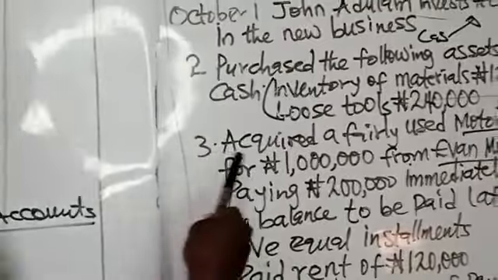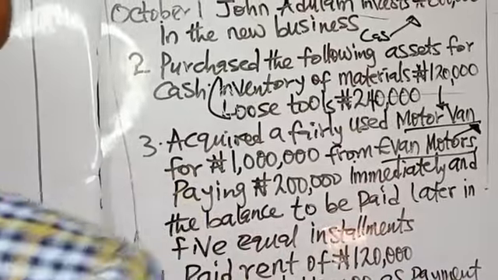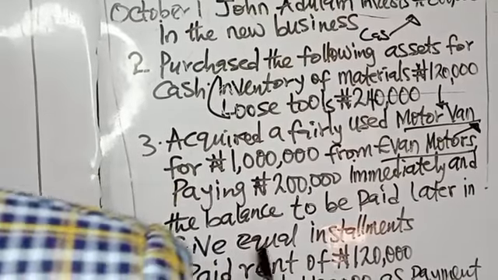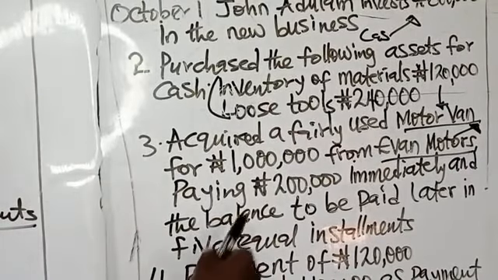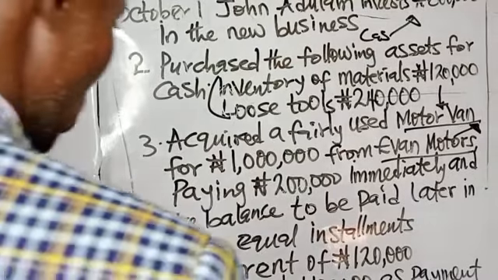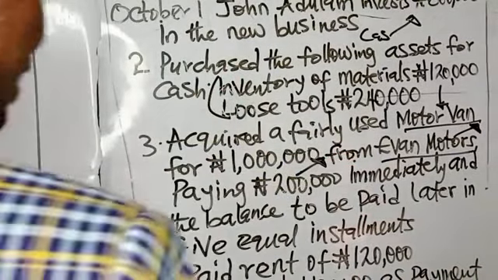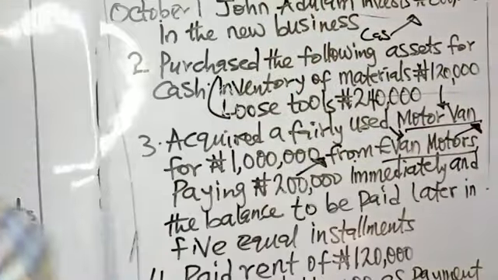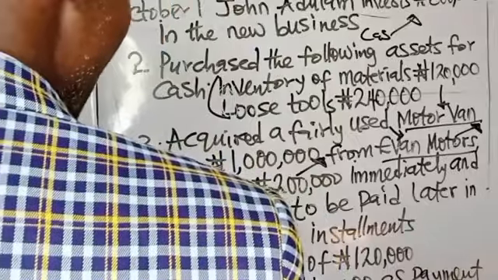The same October 3rd, paying 200,000 naira immediately. He pays 200,000 naira immediately, and the balance will be paid later. The 200,000 means the business is paying the sum of 200,000 naira. The business is giving out cash, and he is paying this cash to Evans Motor. Evans Motor is the one receiving that cash.